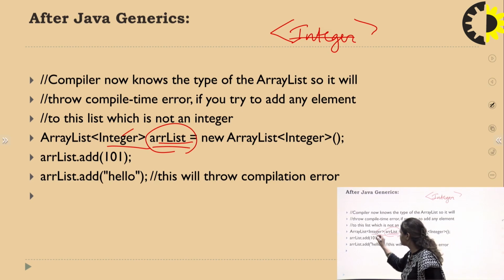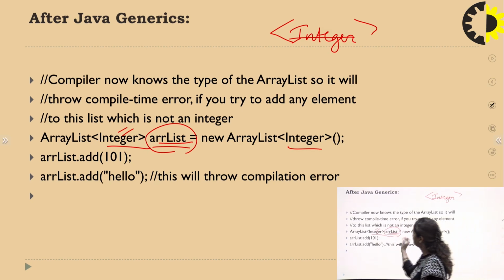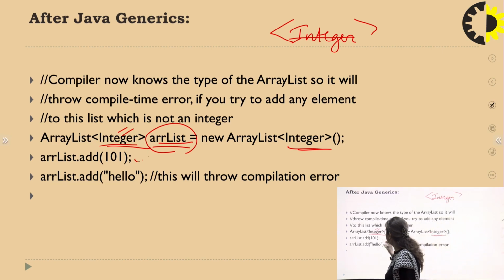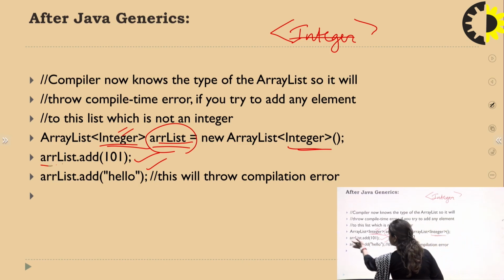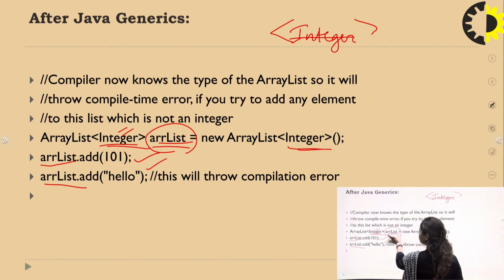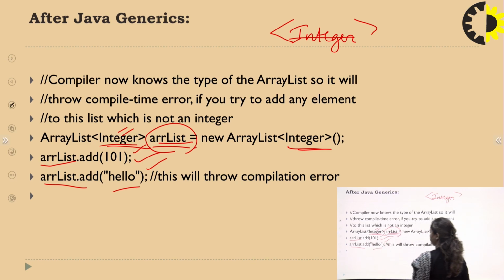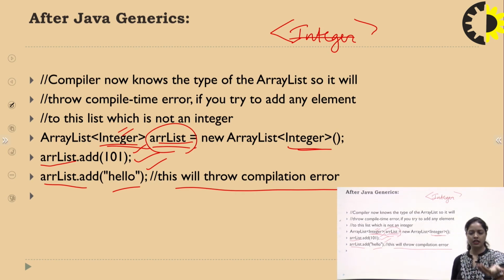So ArrayList of Integer, which is a generic data type, then the object name, and again it will be written on both sides. Here it can be declared and on the right hand side it will be declared again. Okay, and when we pass these two values to this array list, we have put a generic type and declared that this array list can only hold integer values. So 101 is a correct value, but hello is not a correct value. So this will throw a compilation error when we go to execute the program.